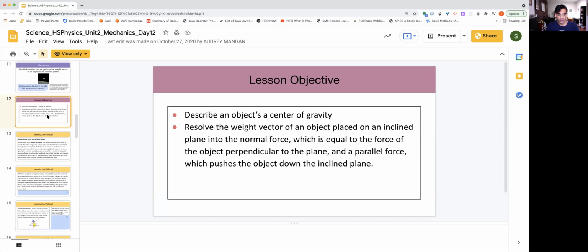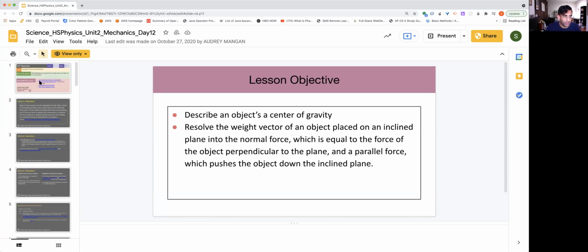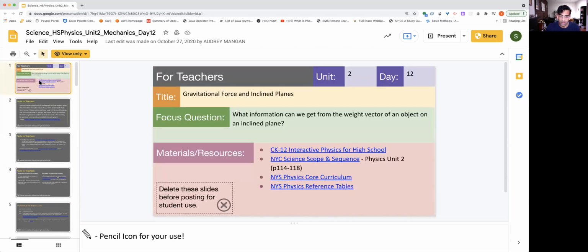And so we want to be able to describe an object's center of gravity at the end of this lesson. We want to be able to resolve the weight vector of an object placed on an inclined plane into the normal force, which happens to be equal to the force of the object that is perpendicular to the plane, and then a parallel force, which pushes the object down an inclined plane. So there's a lot of vocabulary there, and I'm just going to go back quickly to the focus question, which is what information can we get from the weight vector of an object on an inclined plane?